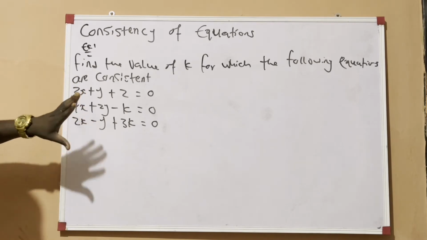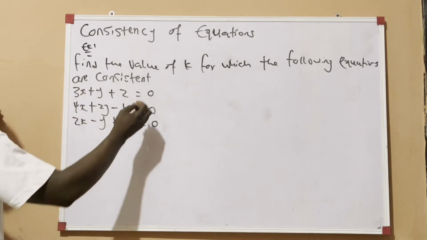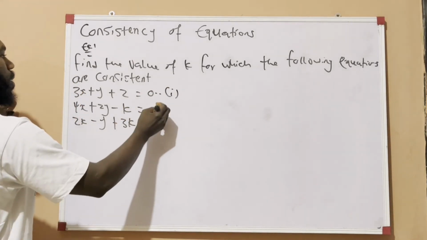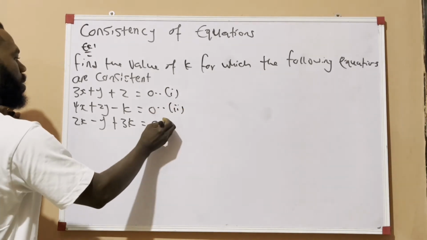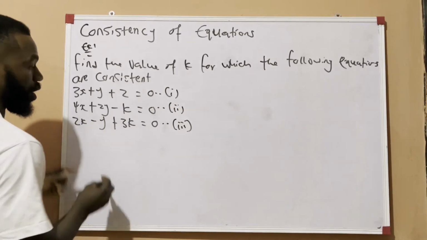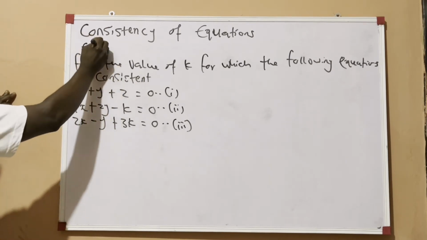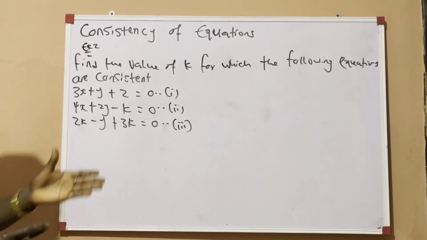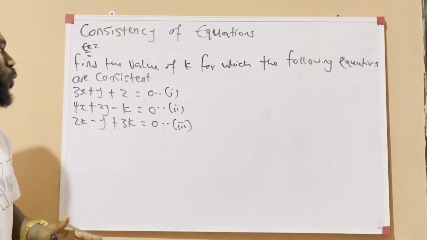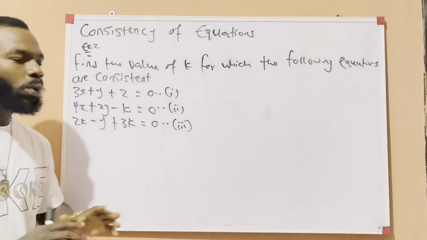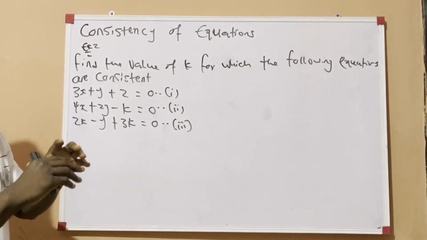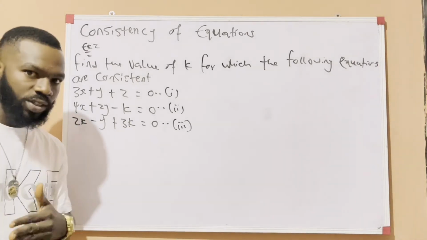Now, take a look at this question. Let's say equation 1, equation 2, and equation 3. Now here, example number 2 is quite different from example number 1 because why? In example number 1, we were not told to find any value. We were just told to find if the equation is consistent.